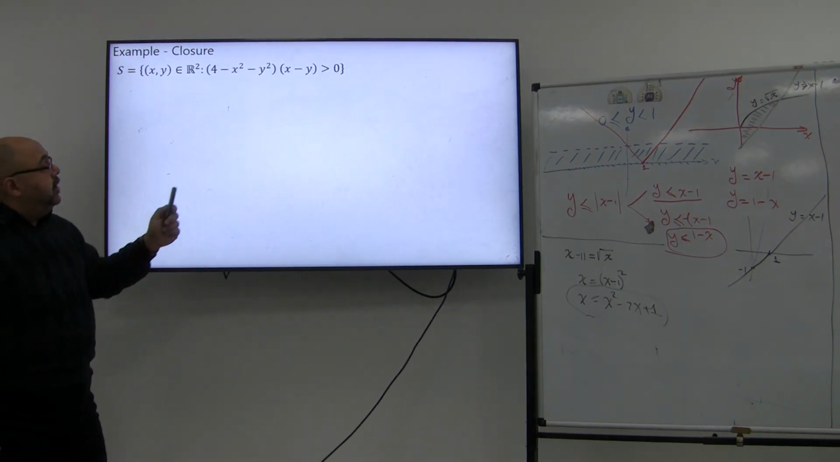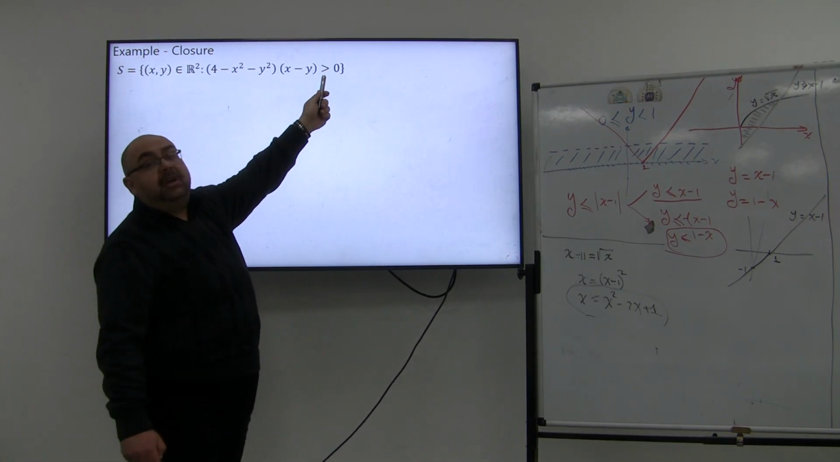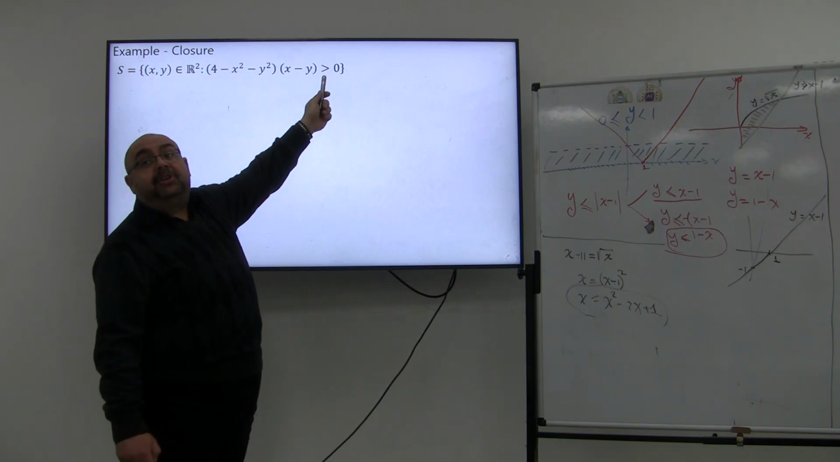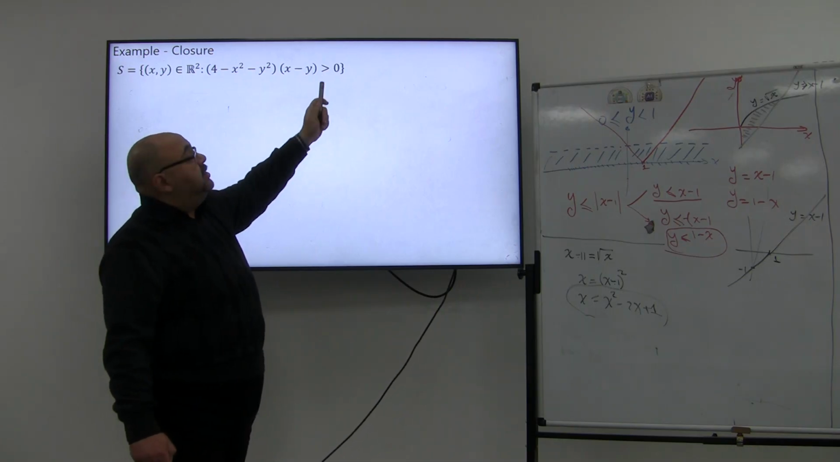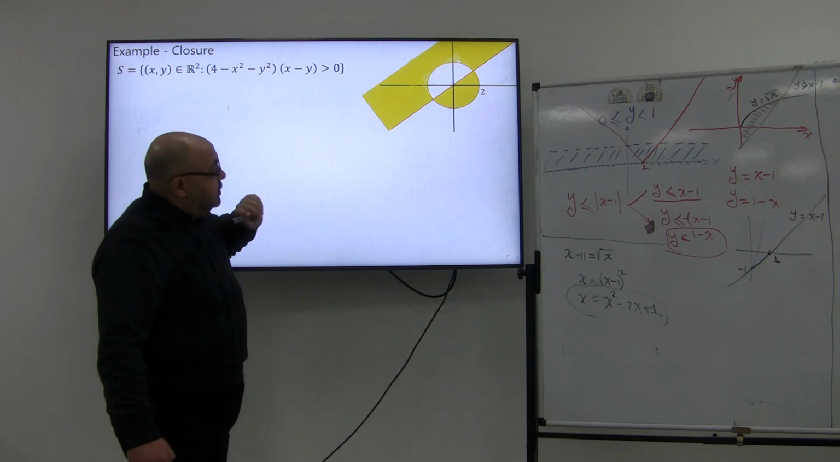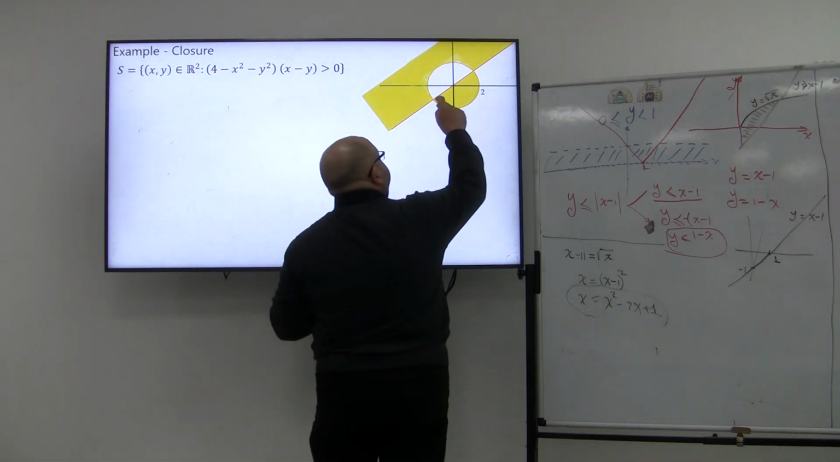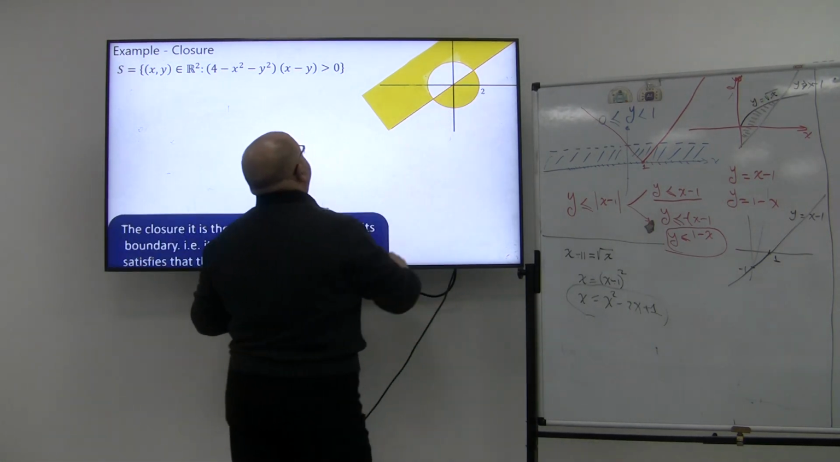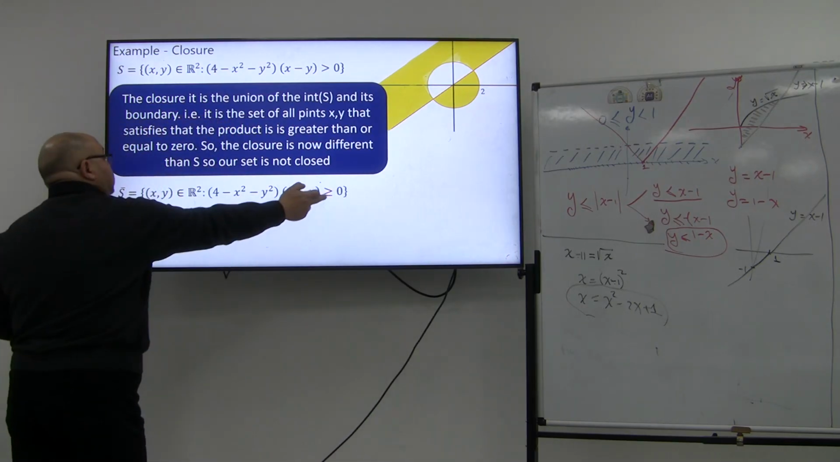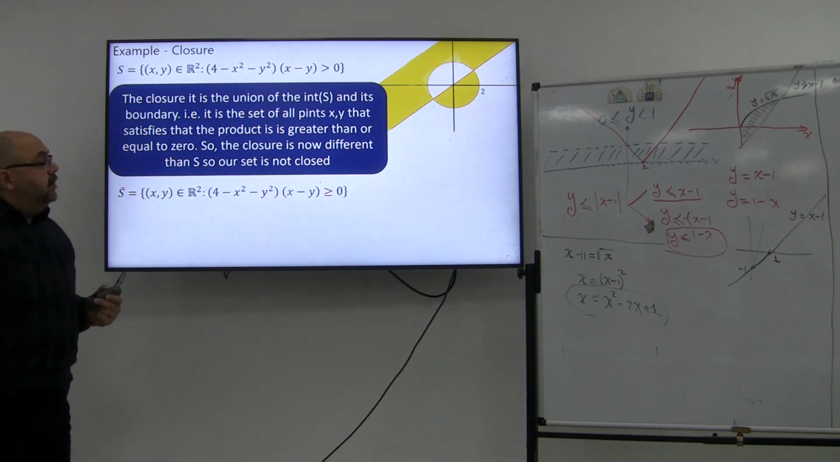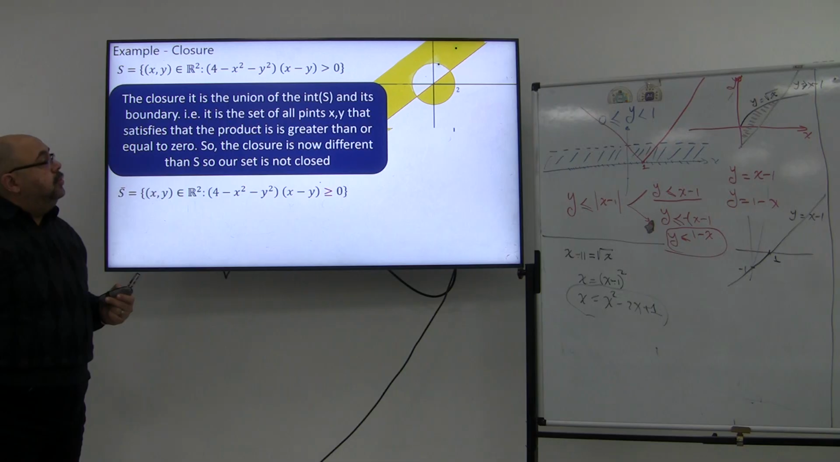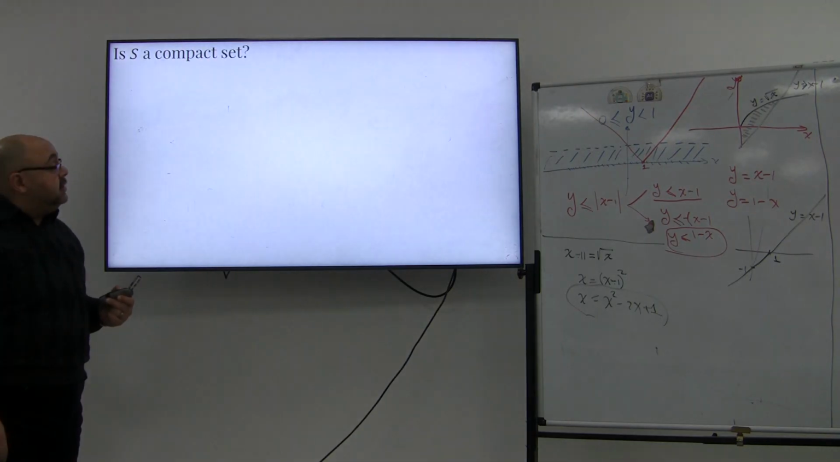The closure, that means this relation is not going to be greater than, it's going to be greater than or equal, because it is the interior points plus the boundary points, so it's going to be greater than or equal to 0. That's the closure of your set. And I also put the points to show the interior plus the boundary.